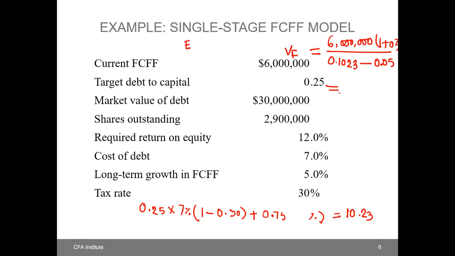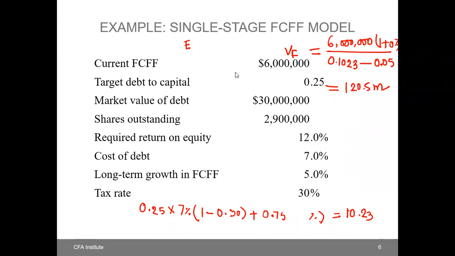Okay, so let us calculate this. What is the value of the firm here? Try to think of it as 6 million instead of writing the full number. 6 into 1.05, then divide by 0.1023 minus 0.05. So what should be the value of the firm? Do you have the number? The number is around 120 million. Okay, the number is around 120.5 million. So let me write here 120.5 million.